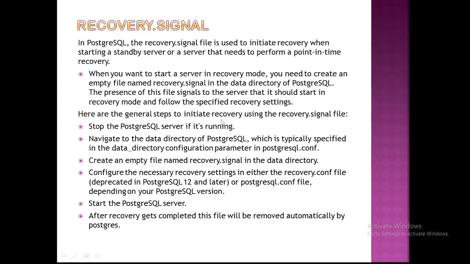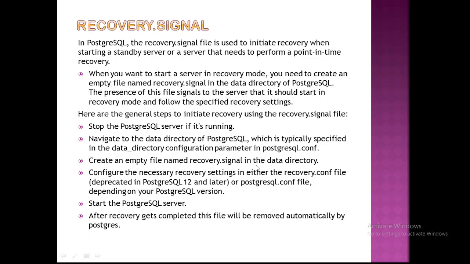So here are some general steps to initiate recovery using the recovery.signal file. Stop the postgres cluster, if it's running. Navigate to the data directory, which is in the program files, then version, then the data directory. Okay, and then you need to find postgres.conf. You put some recovery parameters there in postgres.conf. Then you can create a recovery file named recovery.signal in the data directory.